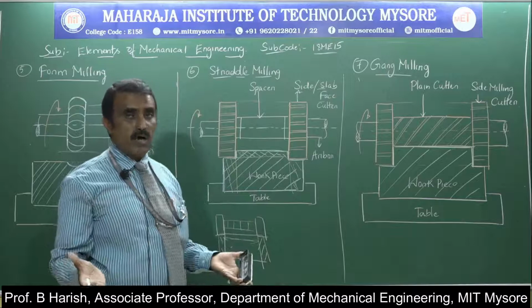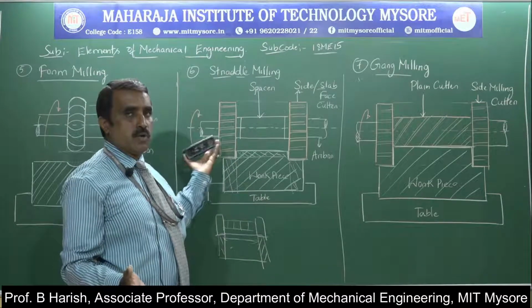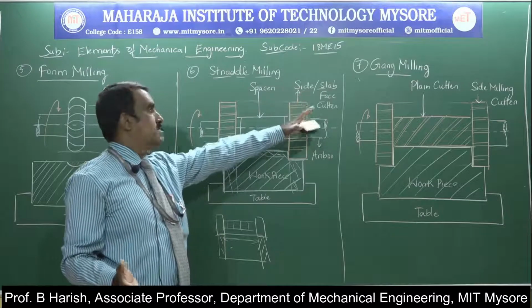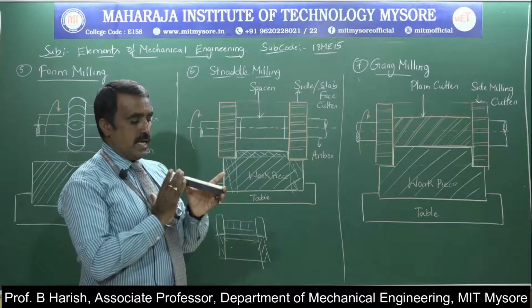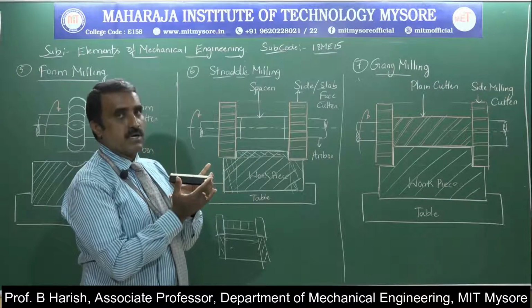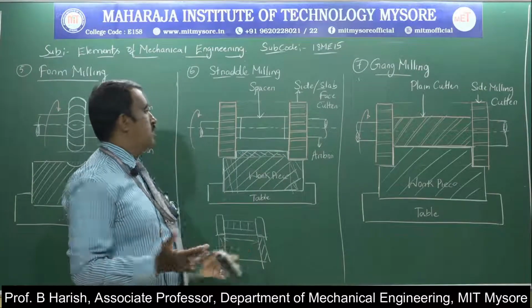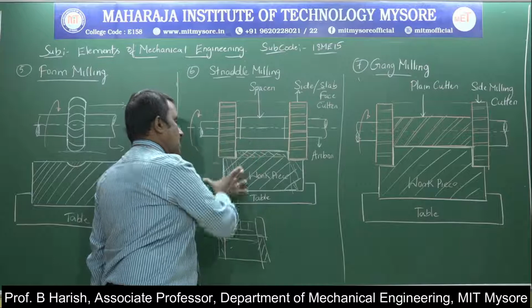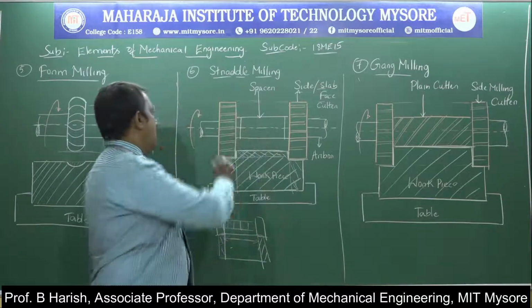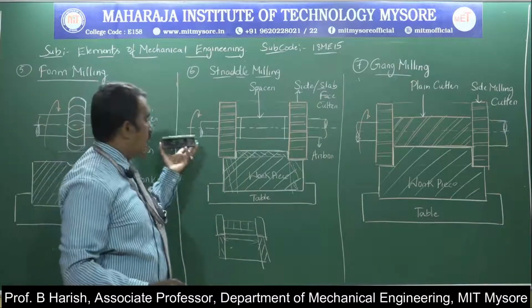Coming to how the operation is performed: on the table the workpiece is fixed. Two tools are used, called side or slab face cutters. Machining is on the sides, or the face, hence it is called a side or slab face cutter. It is fixed, and depending upon the length of the workpiece, a spacer is placed in between them. This is the direction of rotation of the spindle or the arbor.